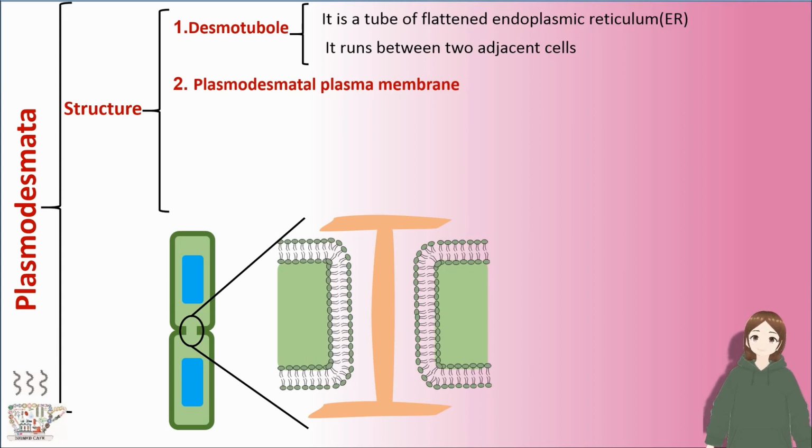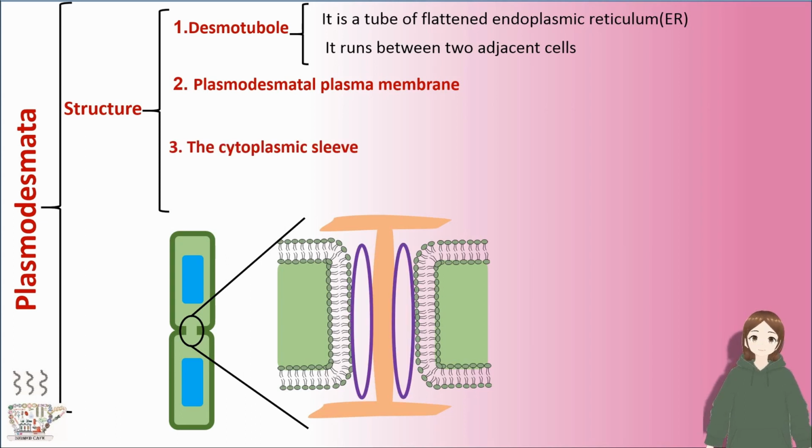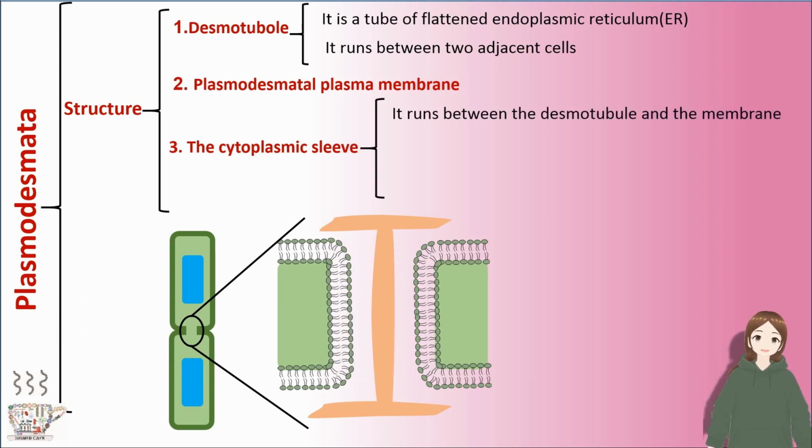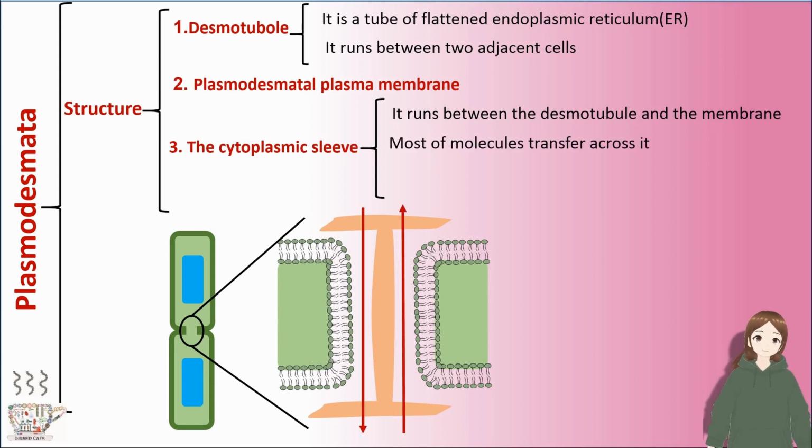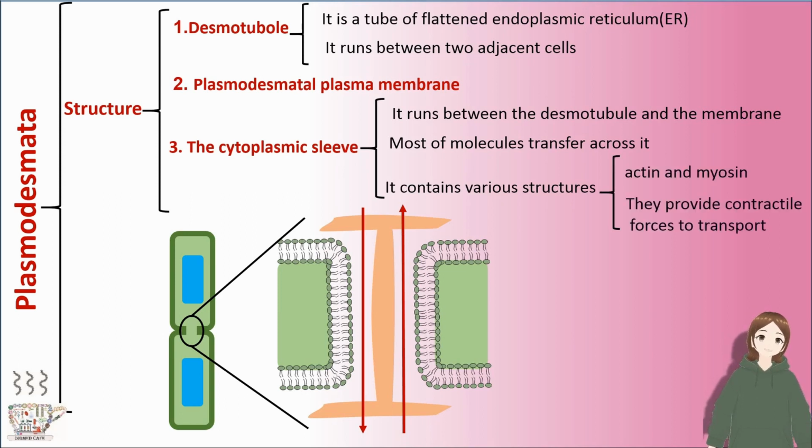The second part is plasmodesmatal plasma membrane. And the third part is the cytoplasmic sleeve. It runs between the desmotubule and the membrane. Most of molecules transfer across it, and it contains various structures such as actin and myosin that provide contractile forces to transport. Pits.